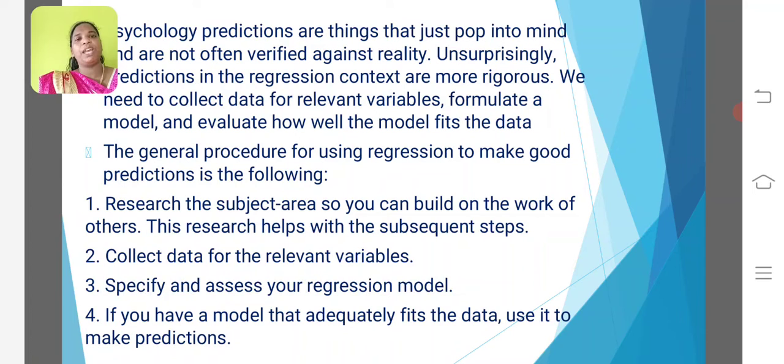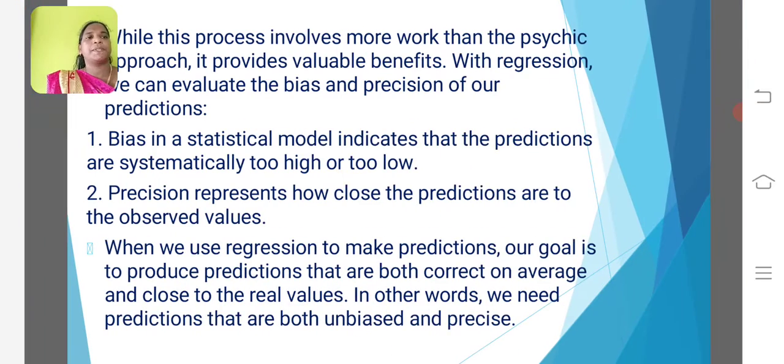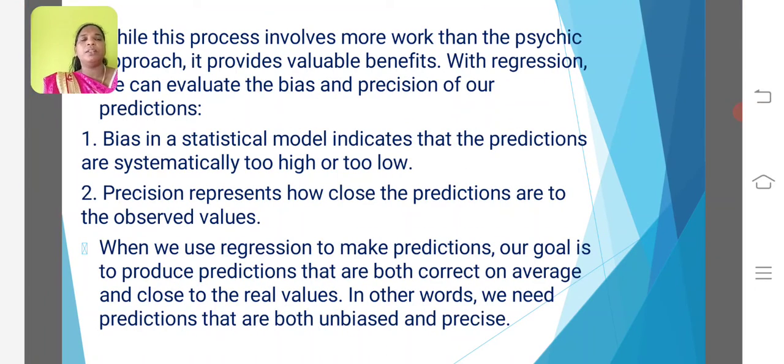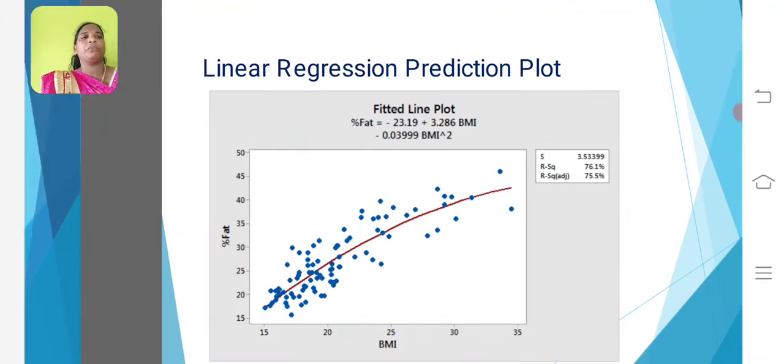Based on the steps, we collect the data for the relevant variables, then we specify the model, and finally check whether the data fits or not. So we can predict with the help of these steps. This is a statistical approach. In this statistical model, the error can be systematically high or low, so it is a bias process.